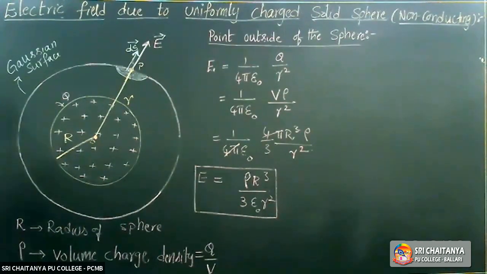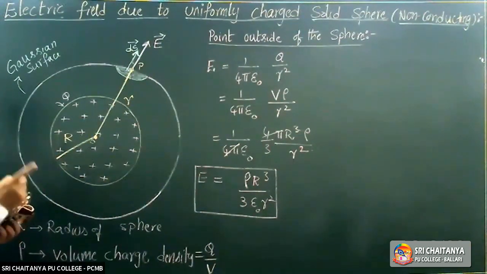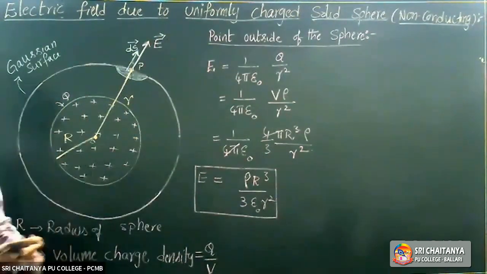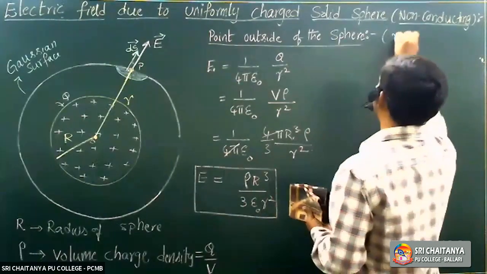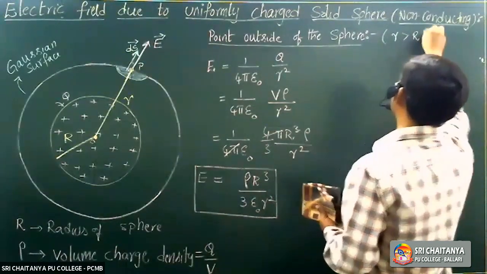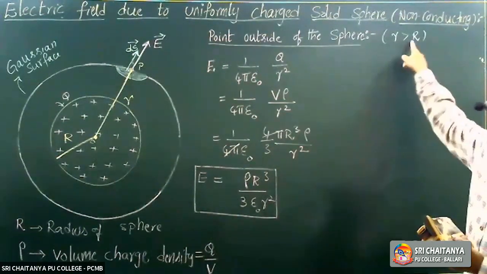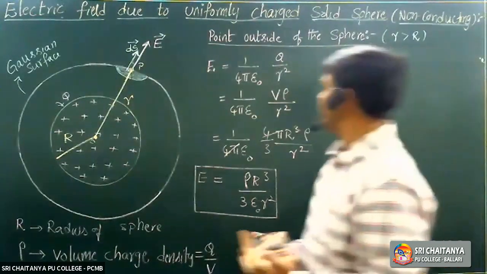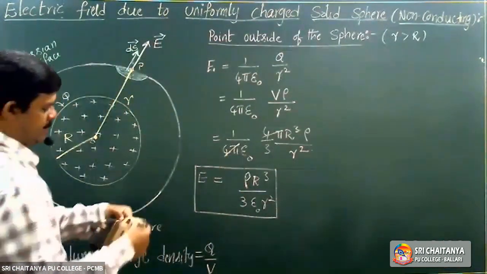So point outside, okay. Now, what is the field at a point on the surface? Point outside, sometimes, as I told you, they give it in such a way: r is greater than R. In the heading, you include it. r is greater than R. Next.